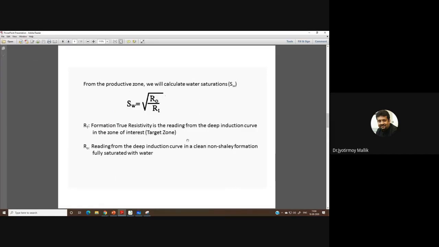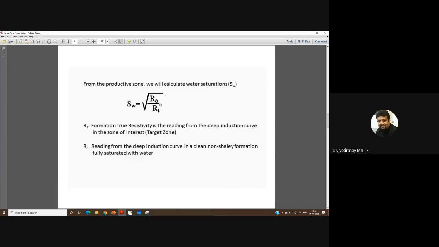Now, like from the gamma ray curve we could calculate the net to gross, similarly from the resistivity curve we can calculate hydrocarbon saturation. The formula for calculating water saturation is the square root of R0 by RT, where RT represents the formation true resistivity, the reading from the deep induction curve in the zone of interest. We'll explain what it is. And R0 is the reading of the deep induction curve in the clean, non-shaly formation, fully saturated with water.